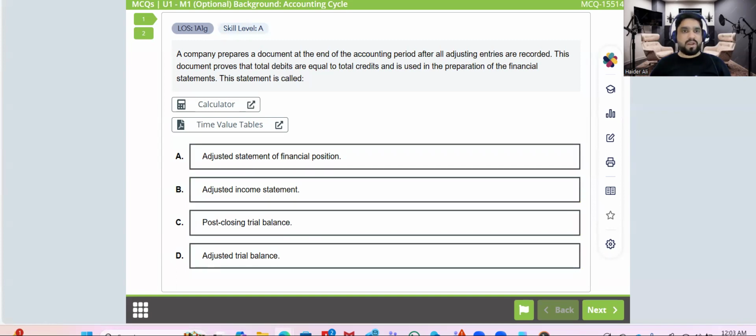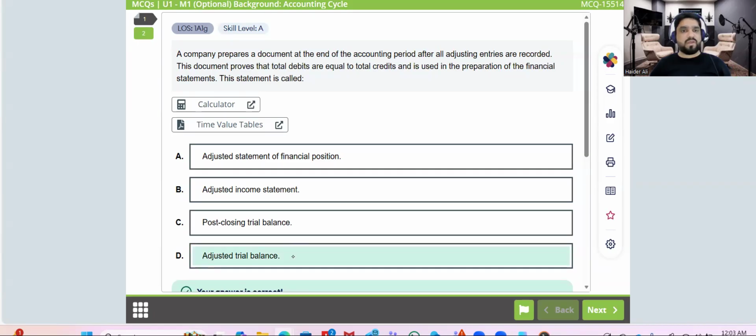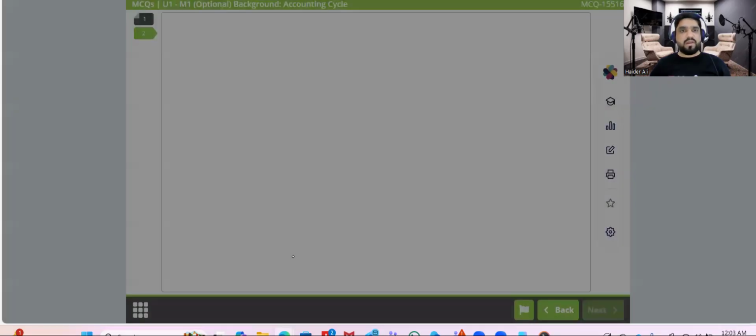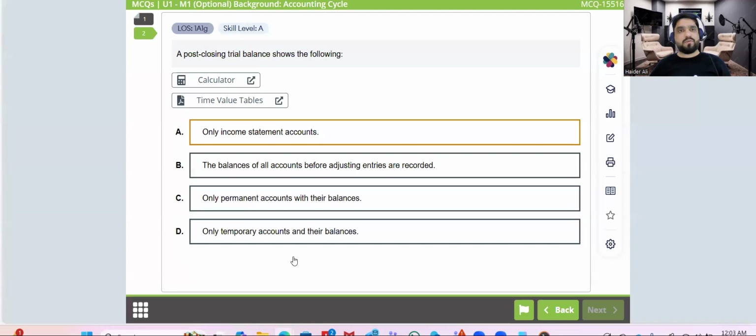But let's see why the other options are not correct. Adjusted statement of financial position, no, that's not the correct answer. Adjusted income statement, that does not exist. Post closing trial balance, that's the last step of the accounting cycle. So the document they are talking about, which has all the information ready to prepare the financial statements, is the adjusted trial balance. The correct answer is adjusted trial balance. Let's begin with the next MCQs question.